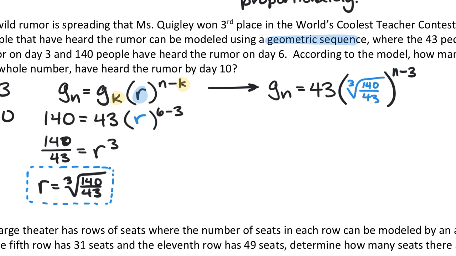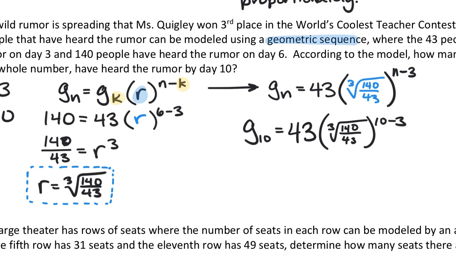So to answer the actual question here, because I want to know how many people have heard this awesome rumor on day 10, that is asking me to actually calculate G sub 10. So I would do 43 times the cube root of 140 over 43 raised to the 10 minus 3 power. And this is definitely a question you want to ask to a calculator because that's pretty gnarly to write down.